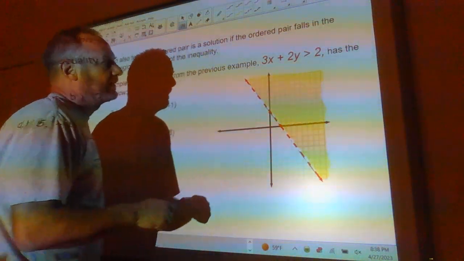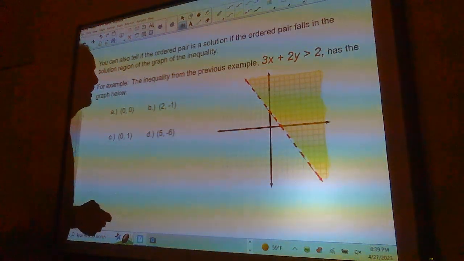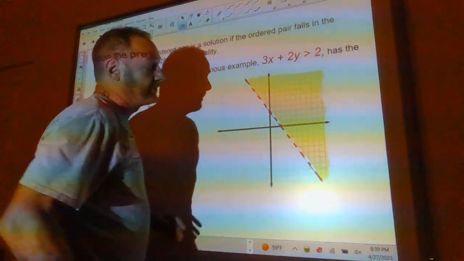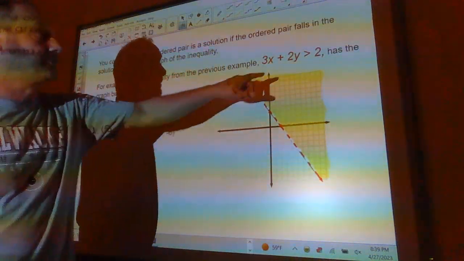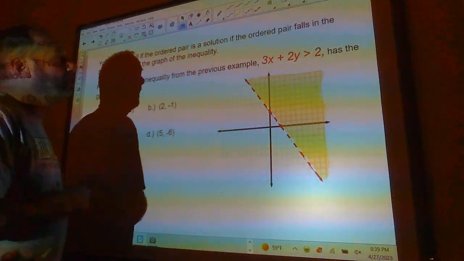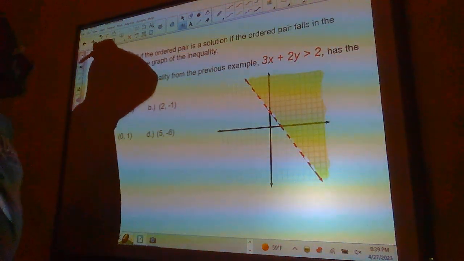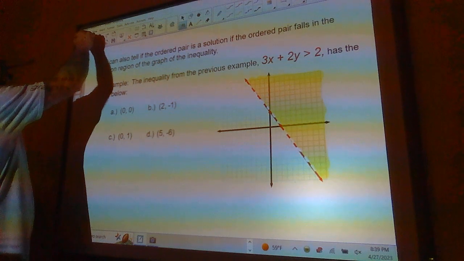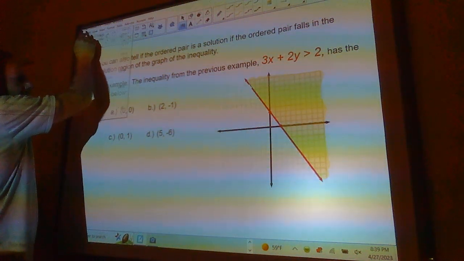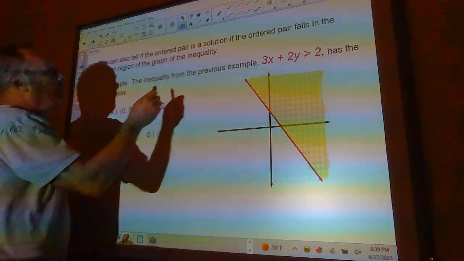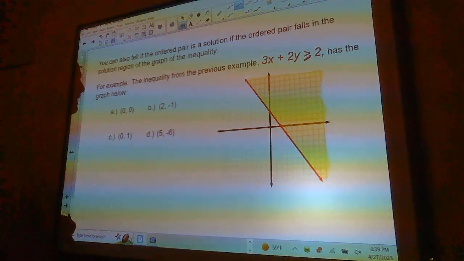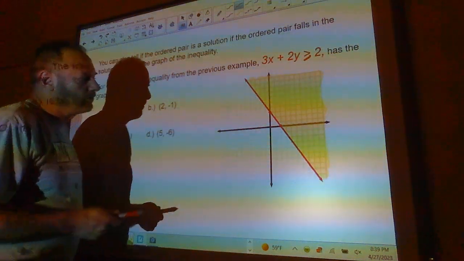3x plus 2y is greater than 2. What I had graphed was a solid line, that's greater than or equal to 2. It probably would have been easier to just put the greater than or equal to sign on there, which is probably what I meant in the first place. In fact, let's do that. There we go.